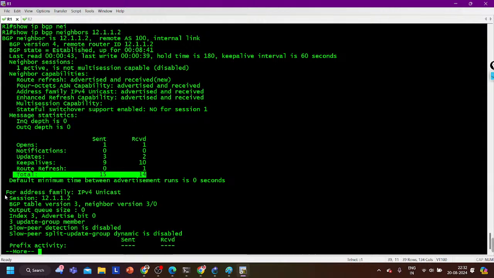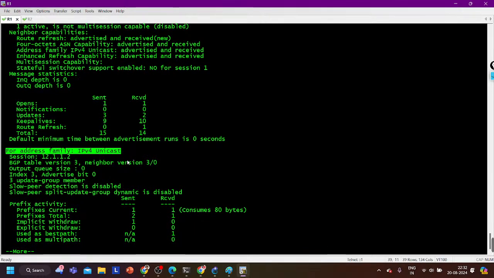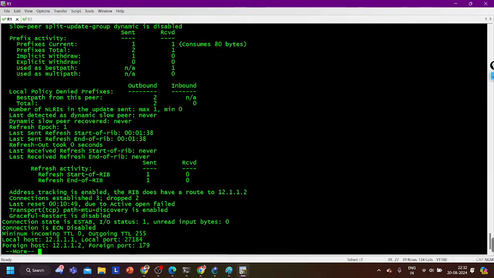Right? The address family for this particular neighbor is IPv4. Another address family is IPv6. So these are the detailed information of the neighbor.